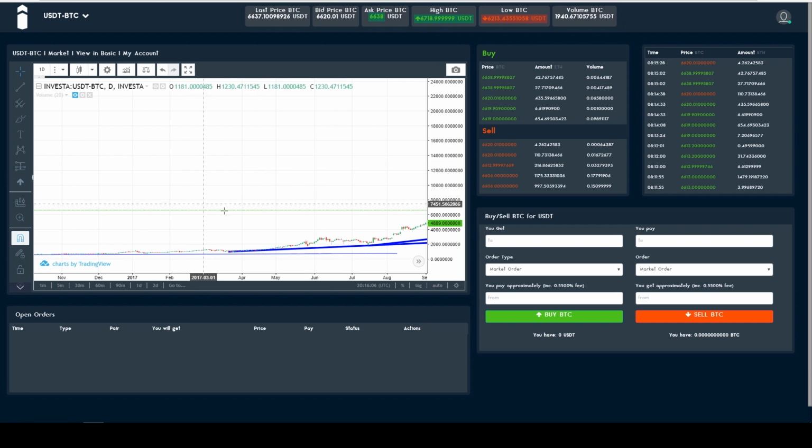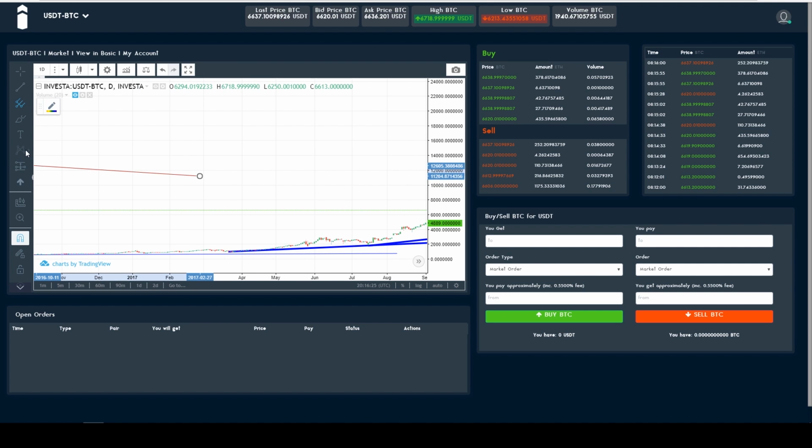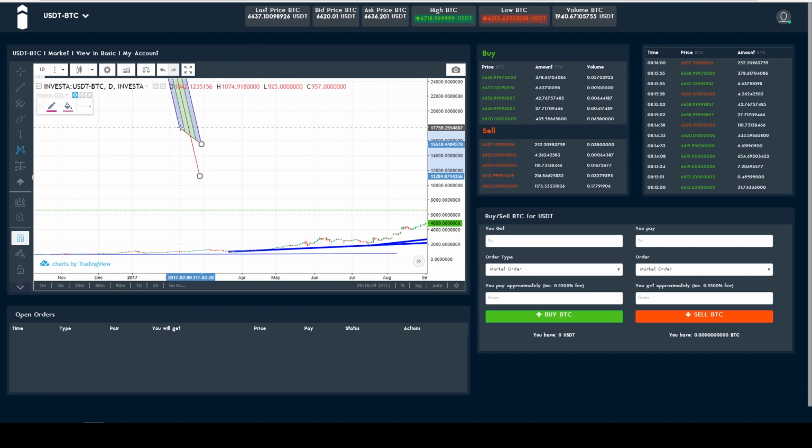So going back to our trade room, our pro room provides you with these types of tools. For example, we have pitchfork tools, Gann box, Gann square, Gann fan, Fib retracement, trend-based Fib extension, Fib speed resistance fan, Fib circles, and of course you have patterns where you can actually draw proper head and shoulders, or a rounding formation for reversals, an ABCD pattern, and so on and so forth. So it is pretty good to have all of these tools at your disposal.